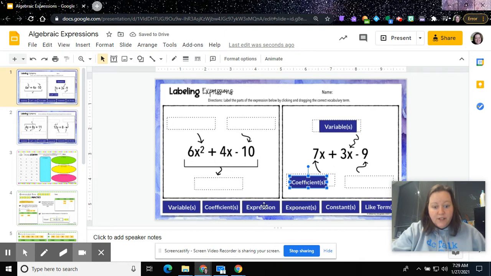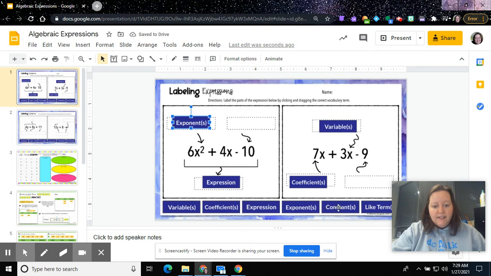An expression is the whole thing. So an equation will have an equal sign, an expression will not. It will just have lots of terms. So that one would be an expression. Exponent is the number, like the little number at the top. So this would say x squared, which is x times x. So that 2 is an exponent.